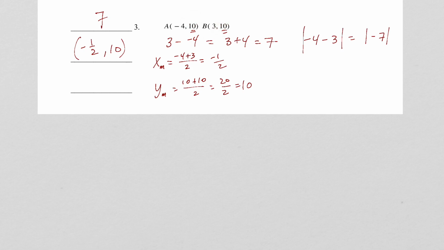So finally, the slope is y2 minus y1. y2 is 10 minus y1 is 10. We know we're going to get a 0 on the top, so I know the slope is going to be 0 because there's going to be some non-zero number down at the bottom. 3 minus negative 4, that's going to be a 7, but 0 over that is still 0. So when the y values are the same, the slope is 0. If the x values were the same, it would be an undefined slope.